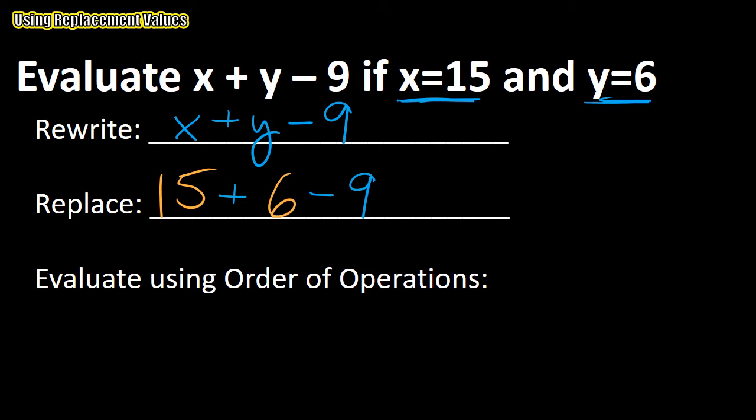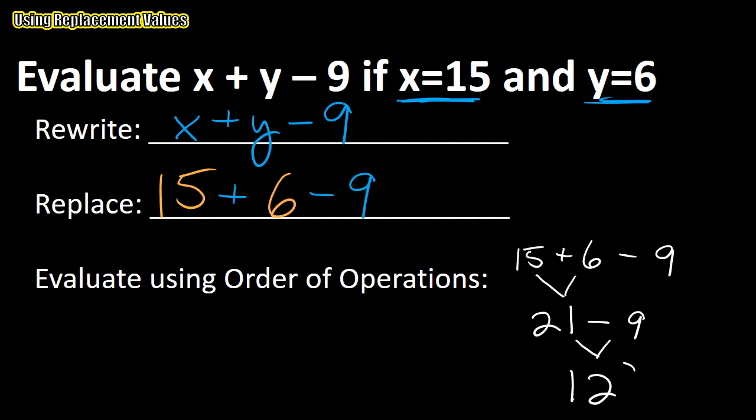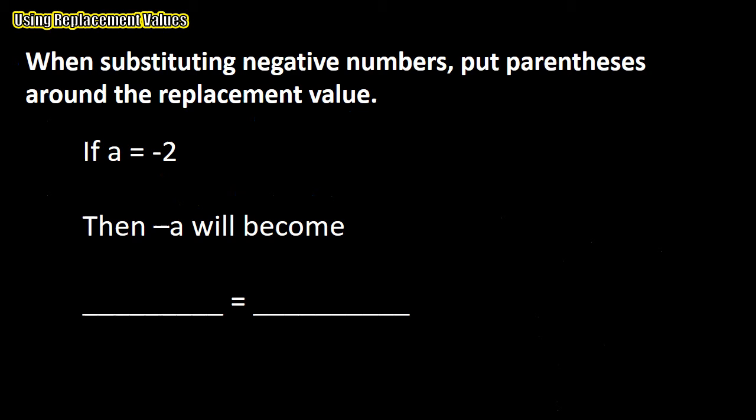And then it says evaluate using order of operations. So I have 15 plus 6 minus 9. I'm going to do 15 plus 6 first, which is 21, minus 9, giving me 12. And so what I did was, it's just like order of operations, except we have one extra step where we have to use the replacement values to rewrite and replace the variables that we have.